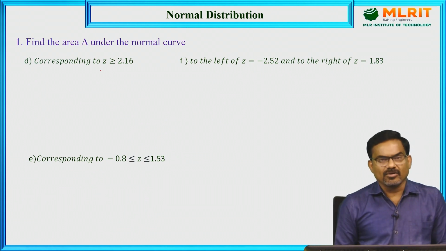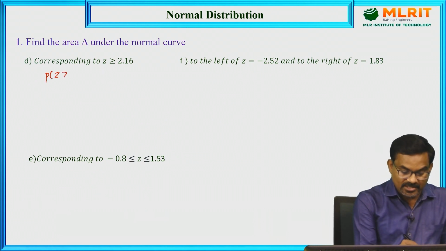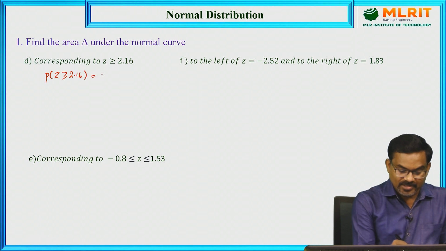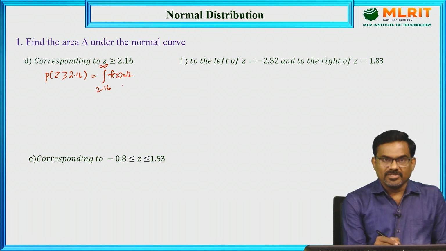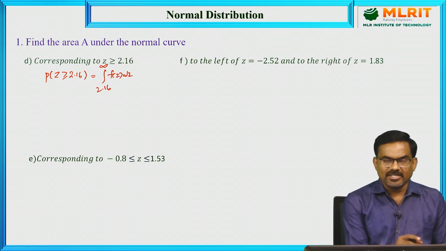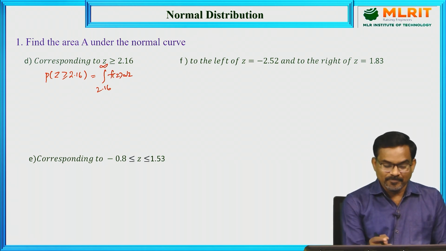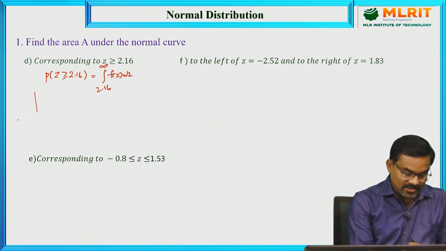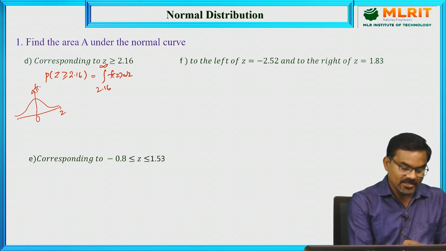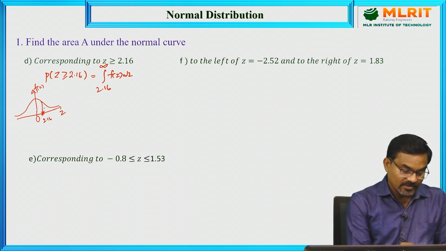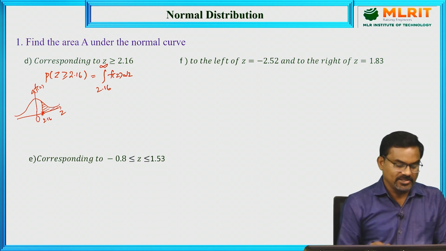The next one, greater than or equal to 2.16. So probability of z greater than or equal to 2.16. That means the integral from 2.16 to infinity of f of z dz. If you identify the region which is required to calculate, the left side region or right side region, negative portion or positive portion, then we can calculate the area using the standard normal table. To identify that region, let us draw the rough sketch of the normal curve, 0, z, f of z, and this is the positive value 2.16.